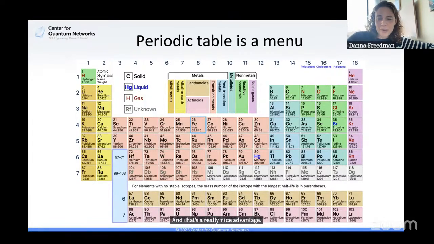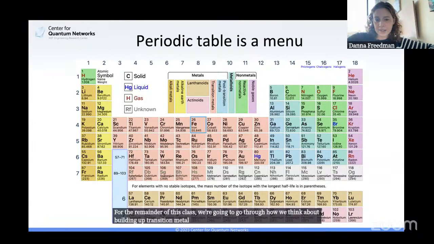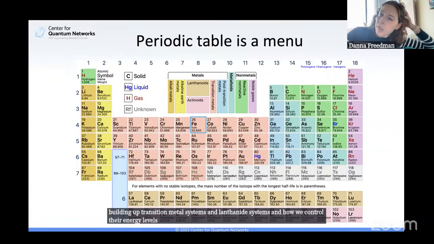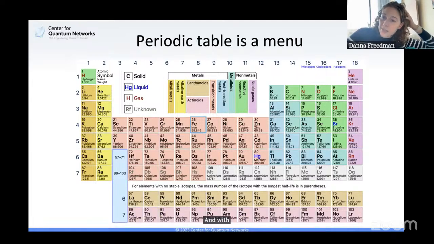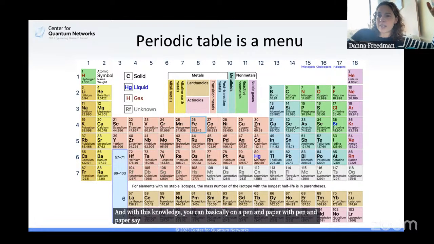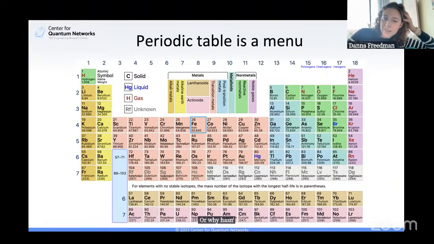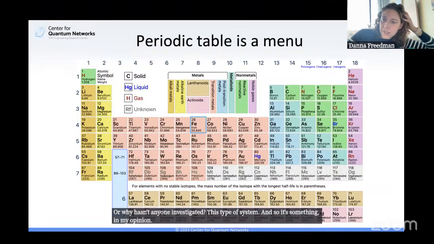So for the remainder of this class, we're going to go through how we think about building up transition metal systems and lanthanide systems and how we control their energy levels, and we can just make choices. And with this knowledge, you can basically, with pen and paper, say, this is the type of system that I want to make, or this is the type of system even that I want to buy, or why hasn't anyone investigated this type of system? And so it's something, in my opinion, really exciting for looking at quantum communications overall.